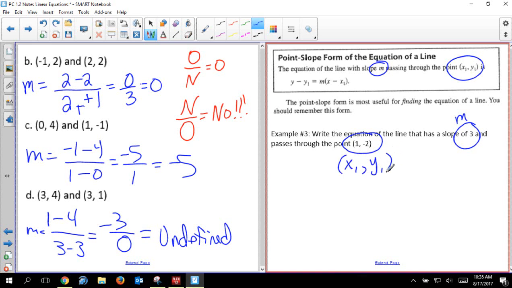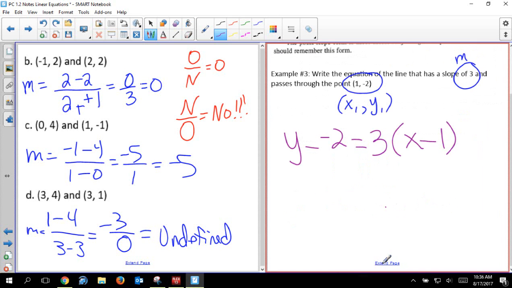So what do I put in the spot of the y? I just leave it as y because I'm not plugging in anything there. I'm only plugging in m and I'm plugging in x1, y1. So I do not put anything in for x or y. Those stay. Those make the equation. So we will have y minus negative 2 equals 3 parentheses x minus 1.